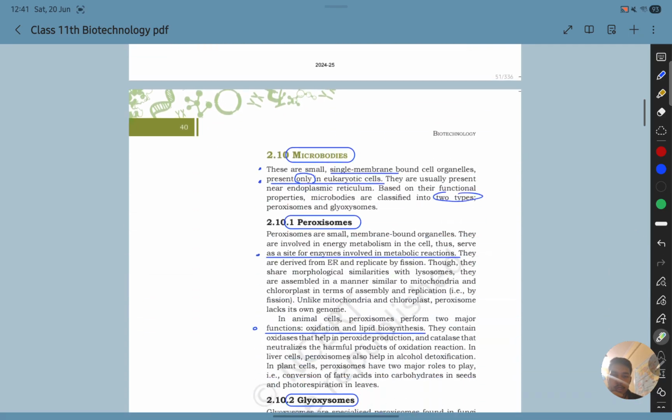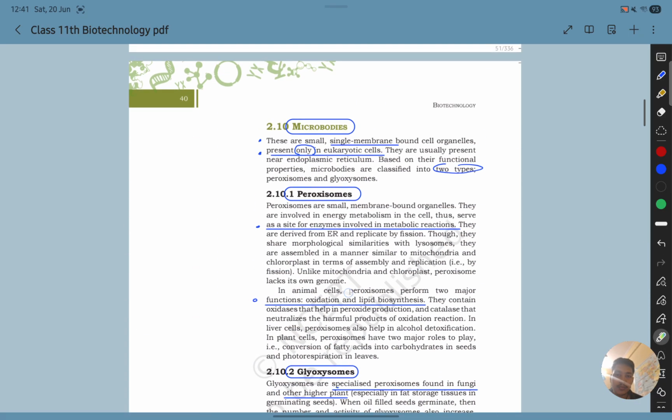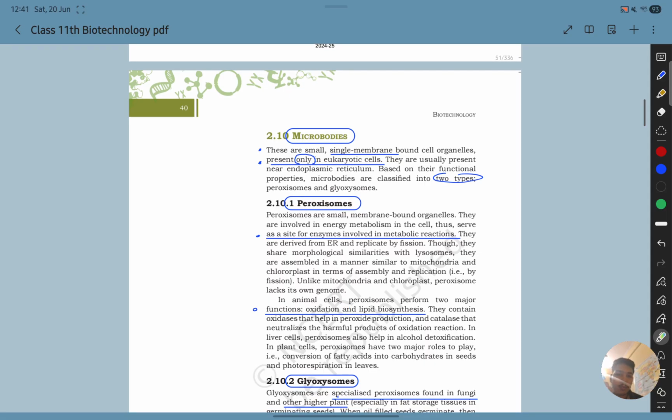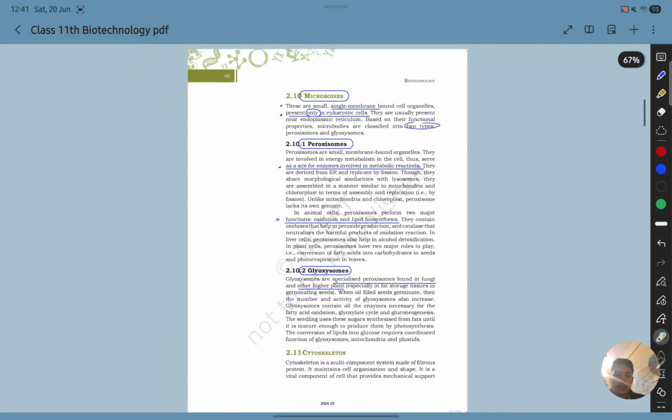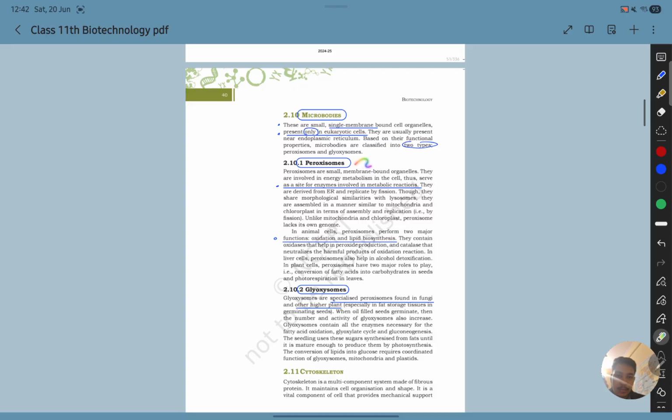Now we are proceeding with our microbodies. One important point here: the microbodies are single membrane, and second, they are only present in eukaryotes. Remember two things: if you see any of these names, the peroxisomes, glycosomes, then remember they are only single membrane and only present in the eukaryotic cell.